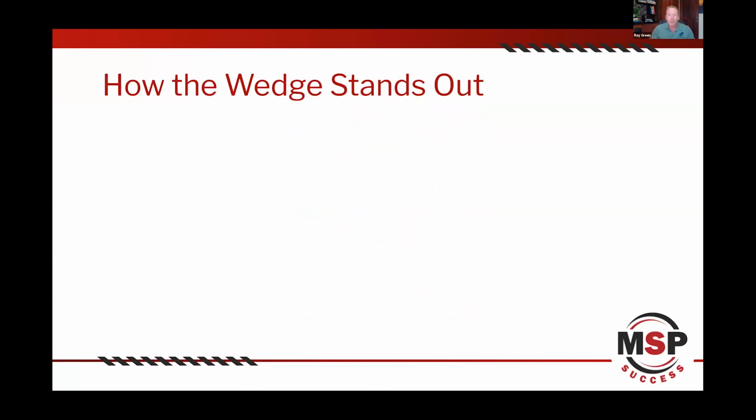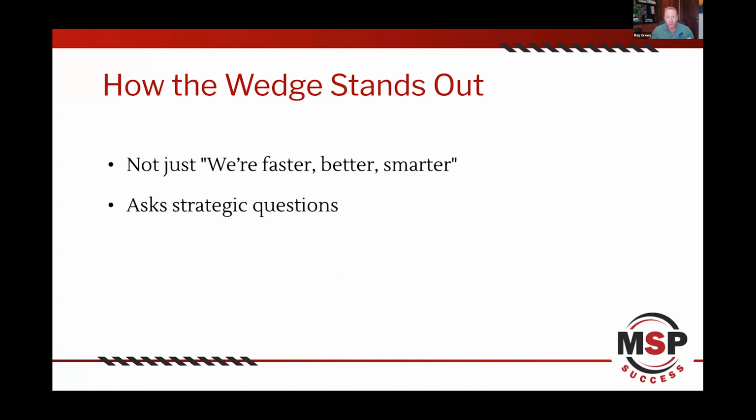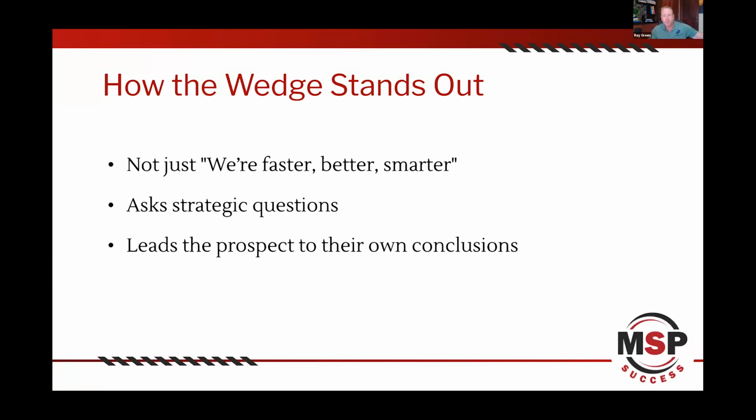So the wedge helps you stand out. It helps address some of these things. And you're not just saying the same thing. You're not just saying, we're faster, we're better, we're smarter. You're using very targeted questions in a targeted way. We're going to get into them. And the questions are intended to lead that prospect to come to their own conclusions instead of you telling them stuff, which at the end of the day helps you stand out and not get commoditized.